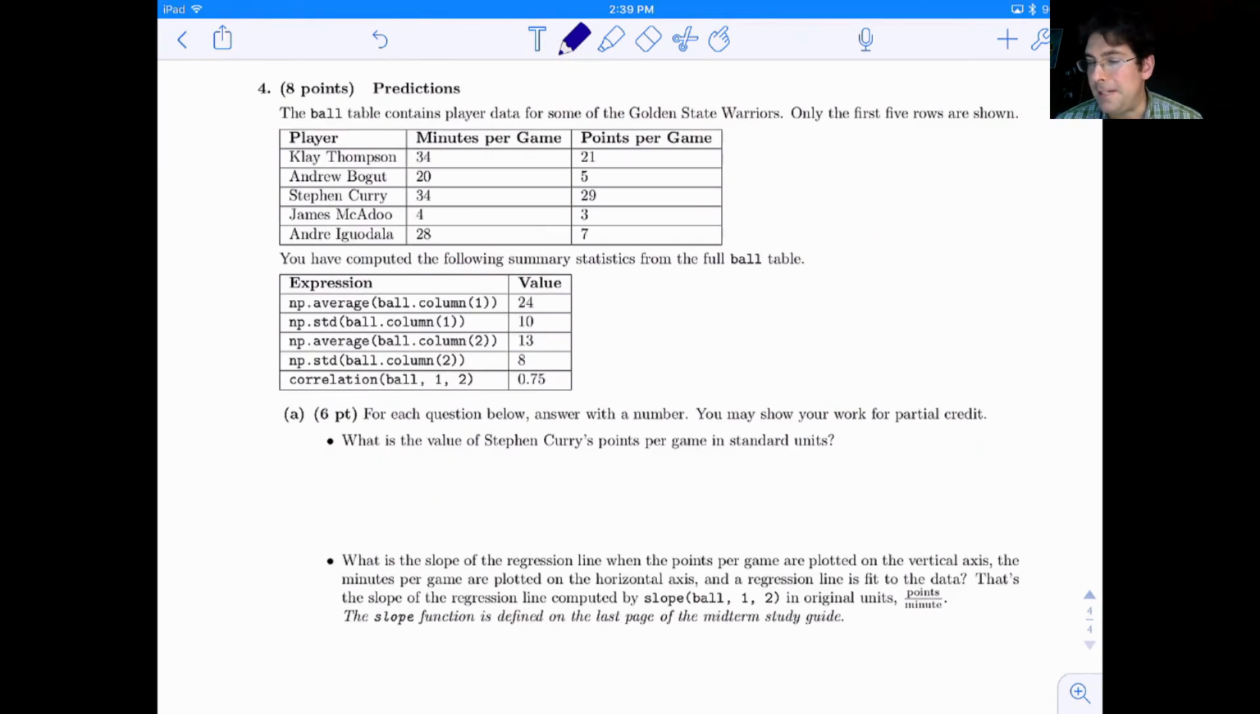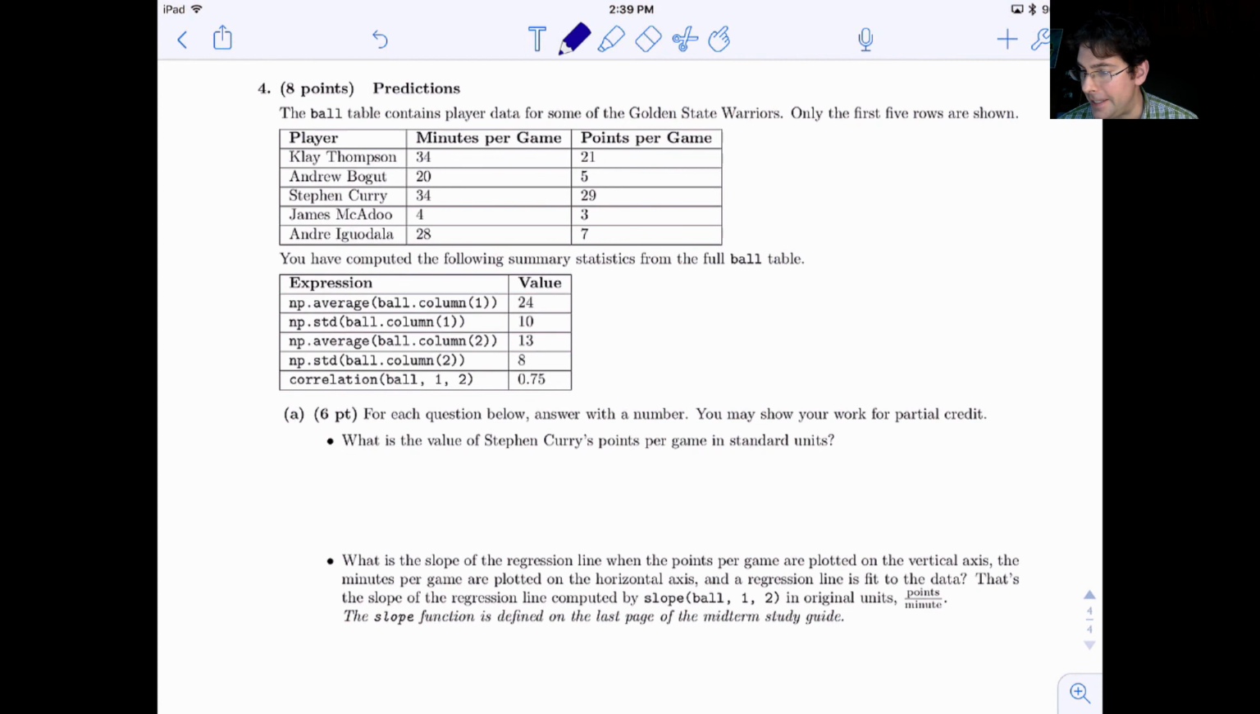Okay, we're almost done. 8 points left. The ball table contains player data from some of the Golden State Warriors. Only the first 5 rows are shown. You have computed the following summary statistics. What is the value of Steph Curry's points per game in standard units?